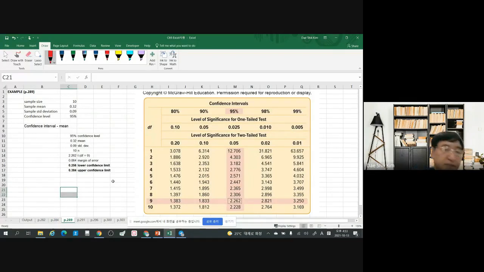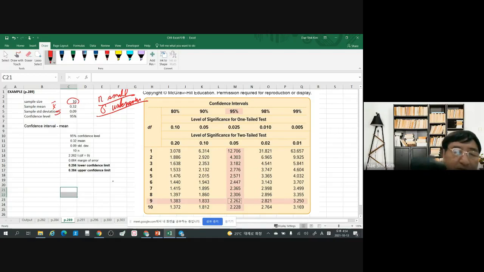289 at the bottom is tire manufacturer. The sample of n. When you use the t distribution, the sample size is usually small, n is small, and sigma is unknown. Sample size 10, sample mean x bar. Sigma is unknown, so we will use the sample standard deviation s.